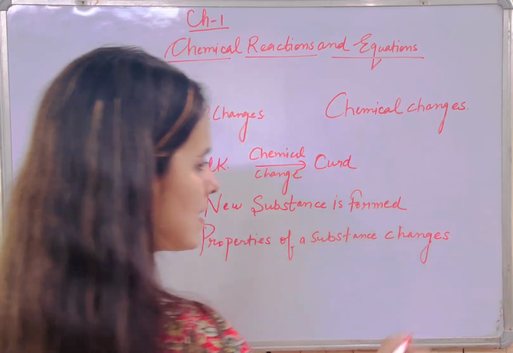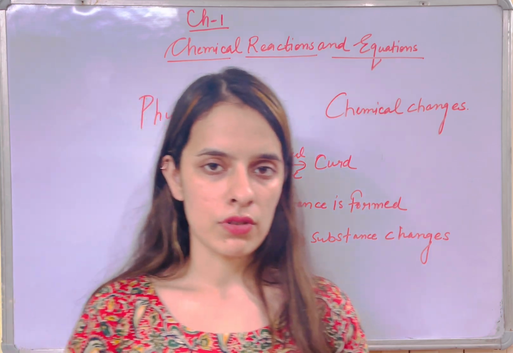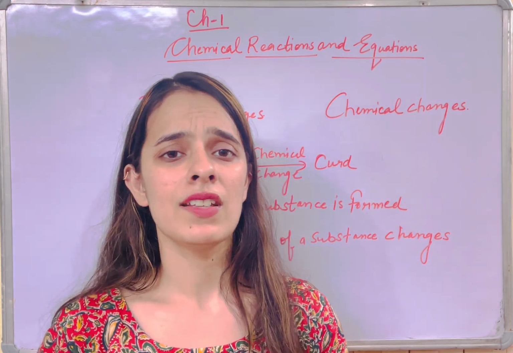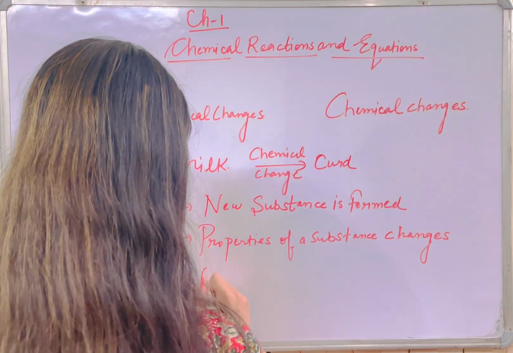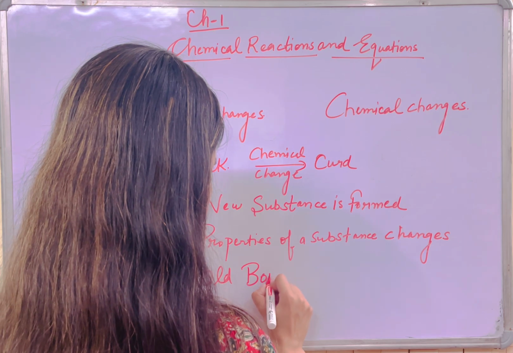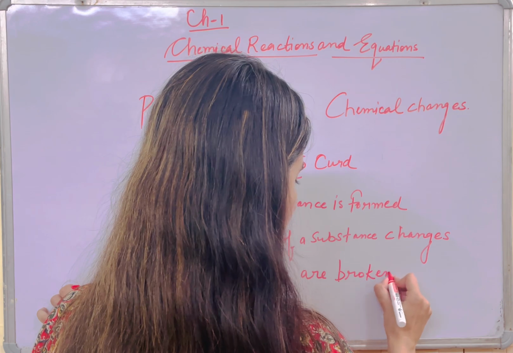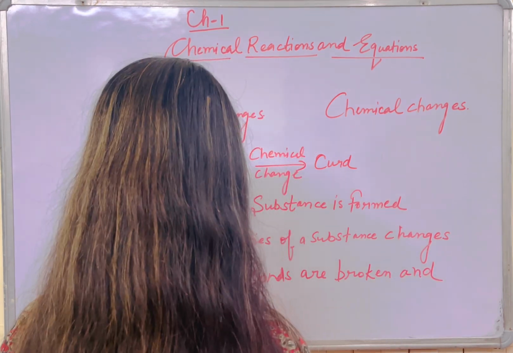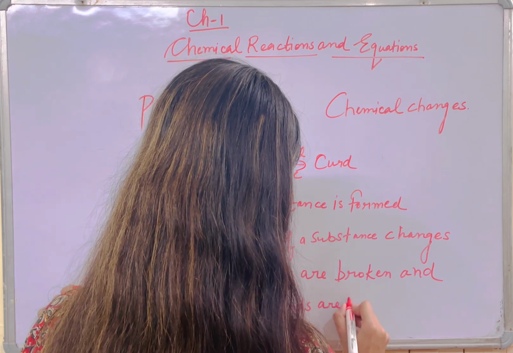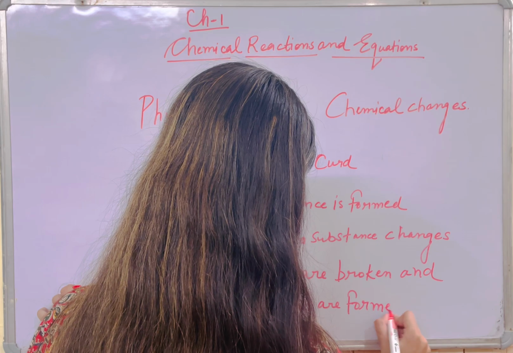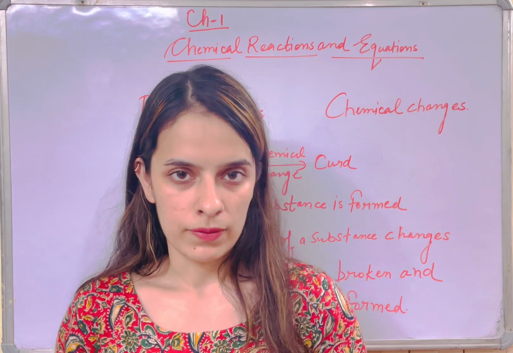What else? What else is coming in your mind? One important point. Old bonds are broken and new bonds are formed. Then we say that it's a chemical change or a chemical reaction. You can write it. Old bonds are broken and new bonds are formed. So we call it a chemical change or a chemical reaction, right?